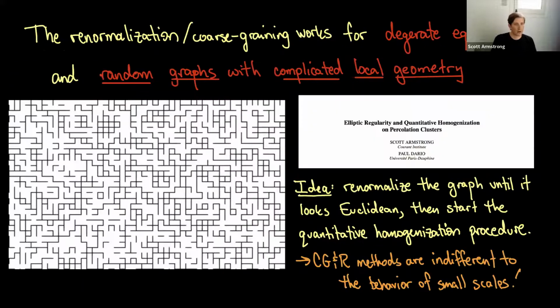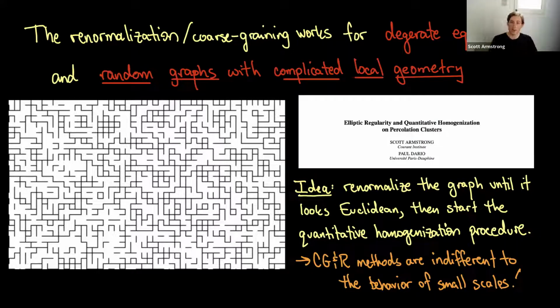Okay, I have to hurry up. I wanted to mention, just as evidence that we can handle degenerate equations, that Paul and I wrote a paper 6 years ago, which does quantitative homogenization on the percolation clusters. So this works all the way down to the critical percolation probability. The local structure of your problem is such that you have a graph that doesn't look Euclidean at all and has crazy local geometry.